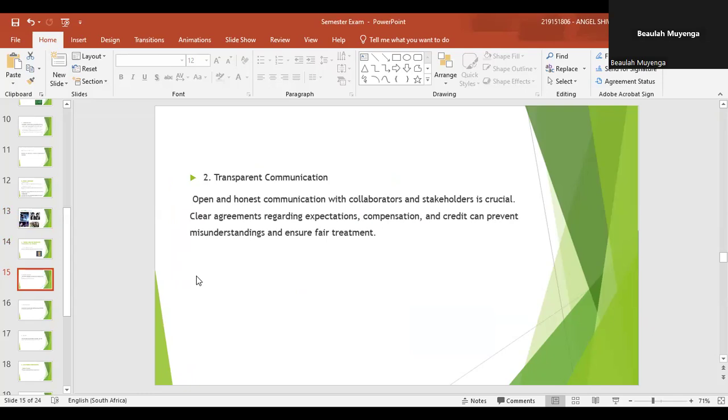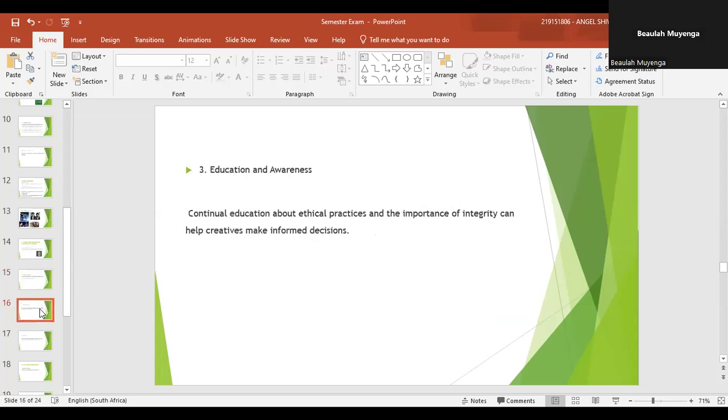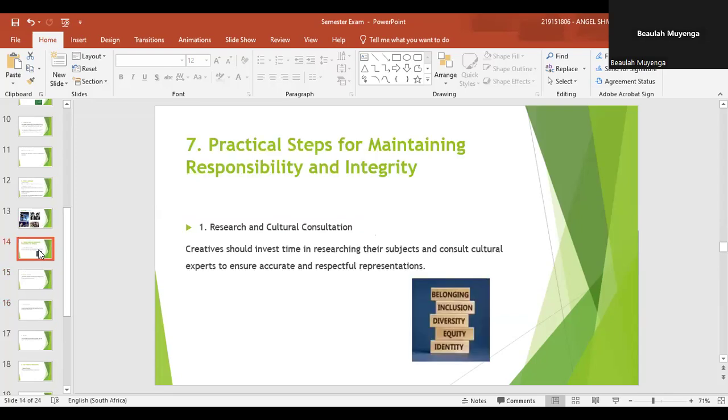Number 2, transparent communication. Open and honest communication with collaborators and stakeholders is crucial. Lastly, education and awareness. Continual education about ethical practices and the importance of integrity can help creatives make informed decisions.